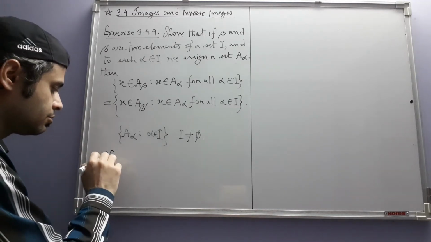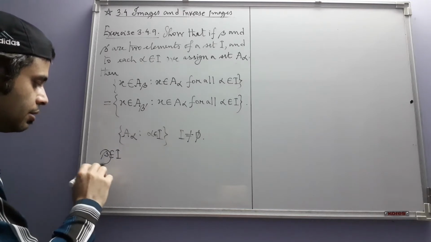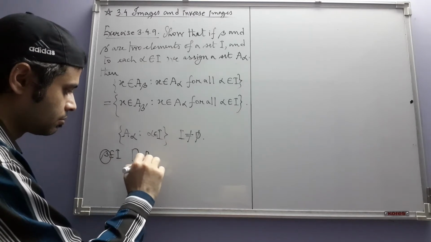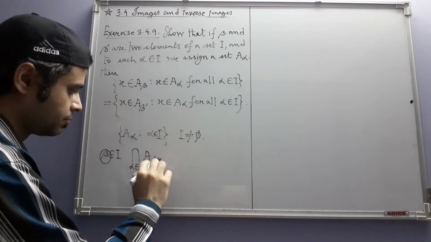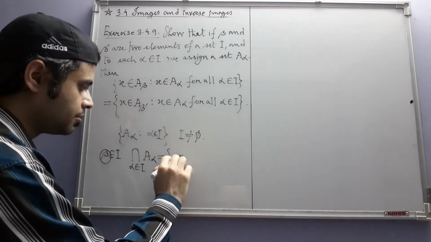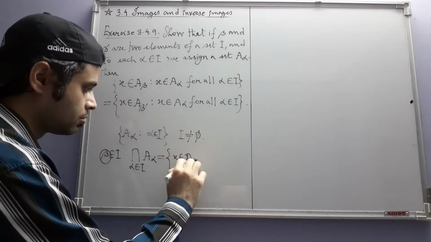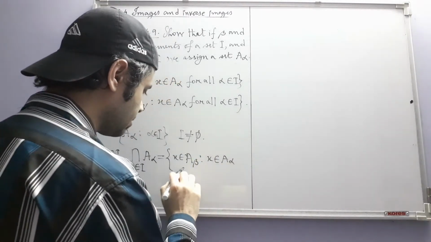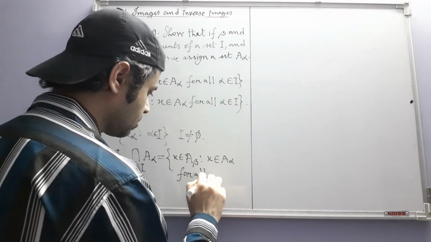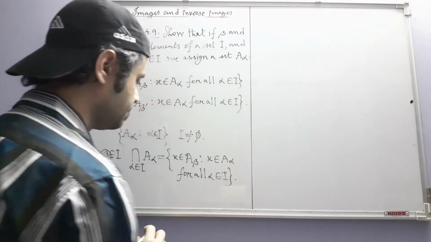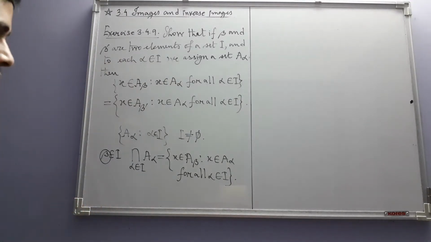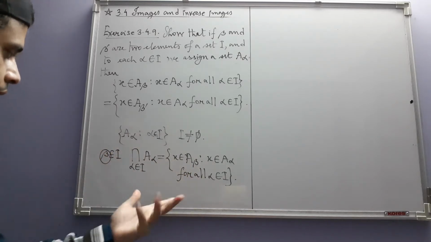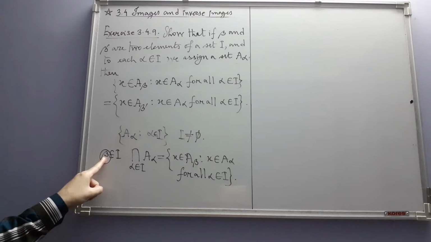First, we arbitrarily choose a label beta in the index set, then we define this intersection to be the set of all elements in A beta such that x belongs to A alpha for all alpha in I. So this was the definition of the intersection. And there we made the observation that this clearly depends on the choice of this label beta.